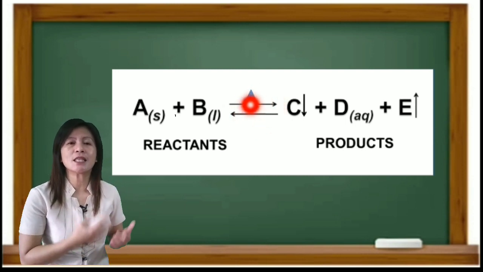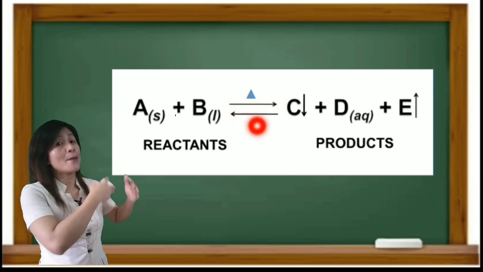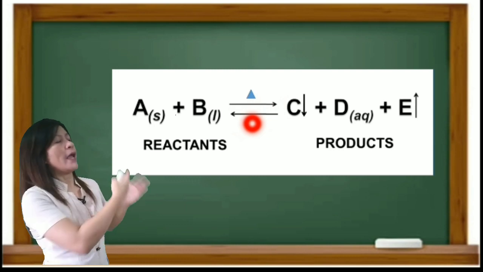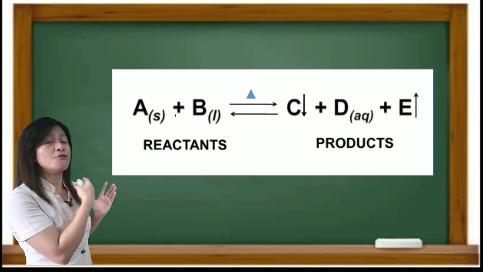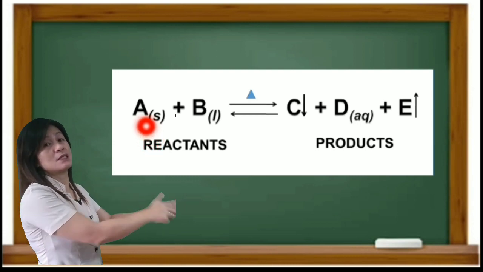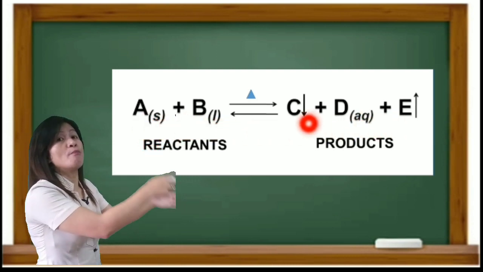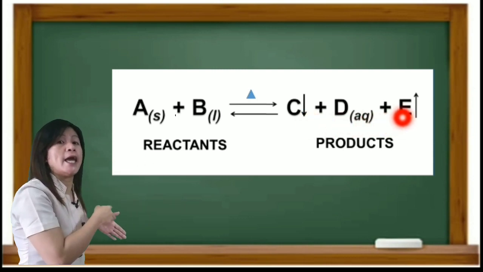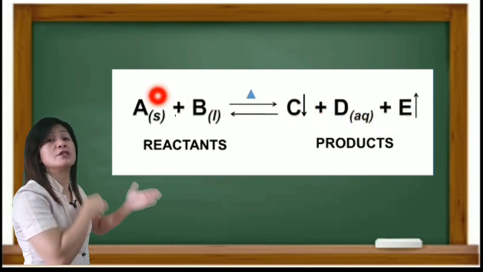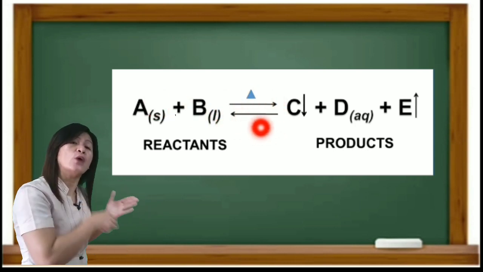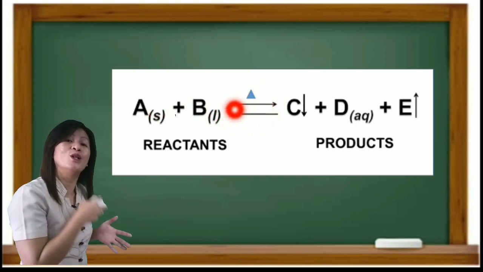So to indicate a reaction that is reversible in a chemical reaction, we make use of a double arrow, meaning A and B will combine to form the substances C, D, and E. C, D, and E can combine again to form A and B. So the process is reversible. So to indicate that in a chemical equation, we make use of the double arrow.